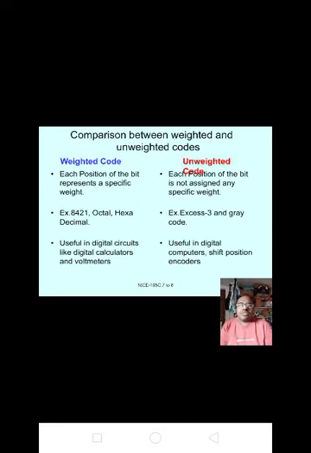Next, unweighted codes. Each position of the bit is not assigned any specific weight. Examples: XS3, gray code. Next, comparison between weighted and unweighted codes.